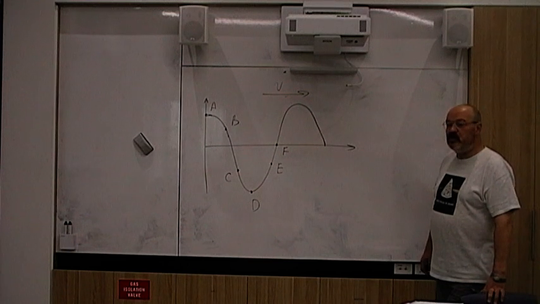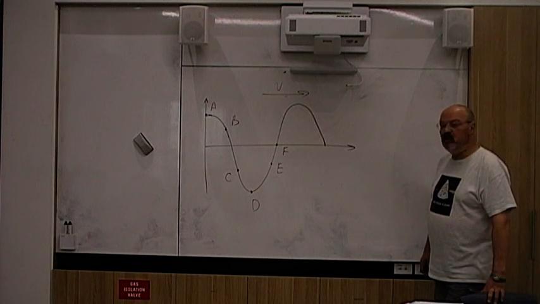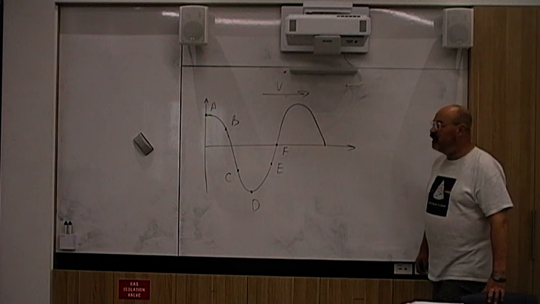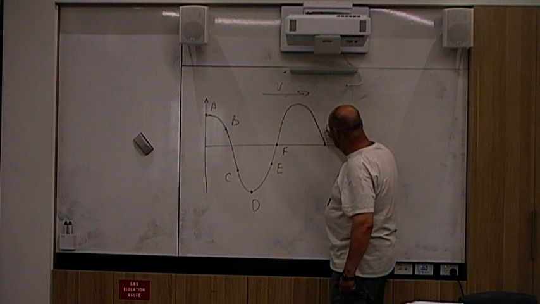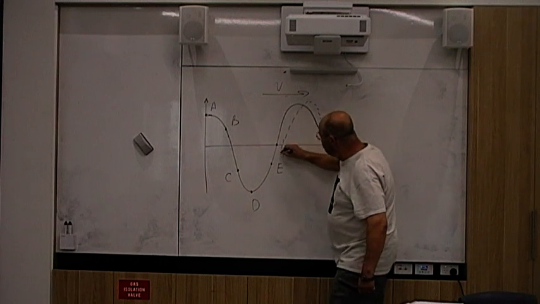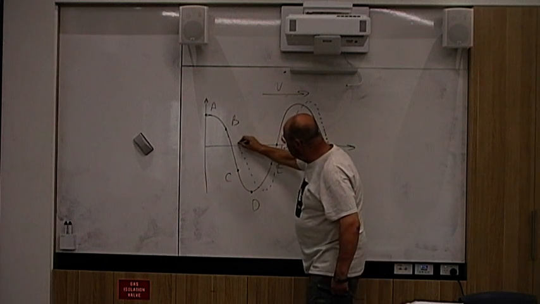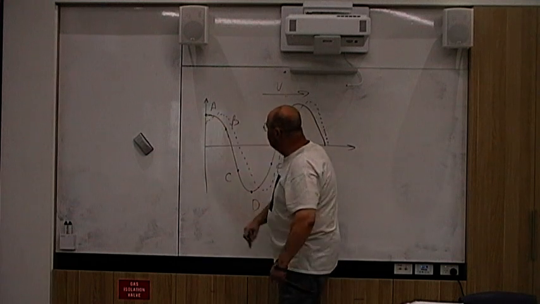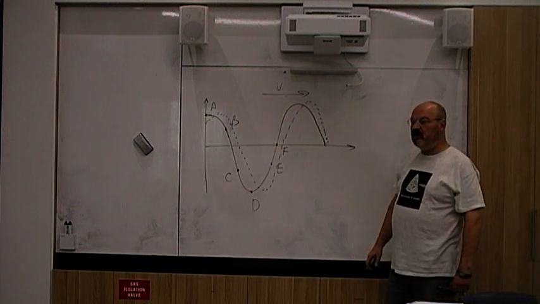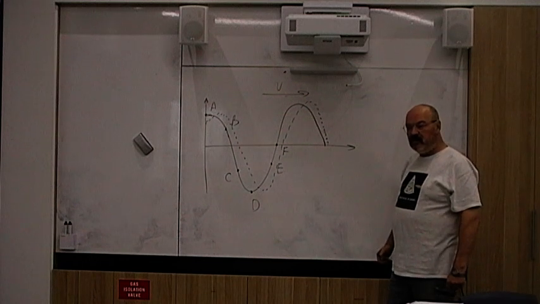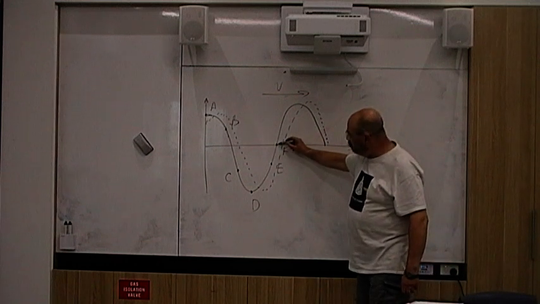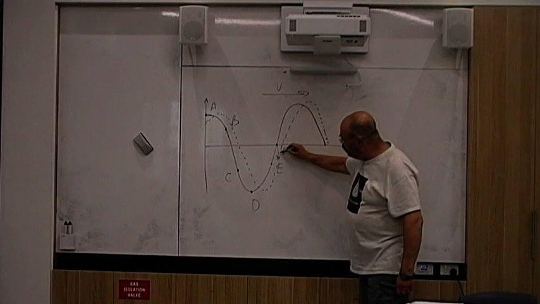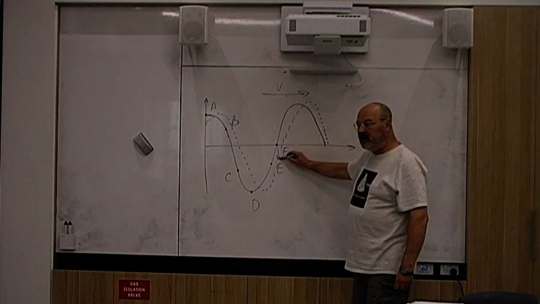The best way is to sketch how this wave looks at the next instance of time. If the wave travels to the right, the wave will look like this. That will be the next instance of time. The wave moves to the right. Now let's see where each point moved. Where did point F move? It moved down. It was here, now F is here.